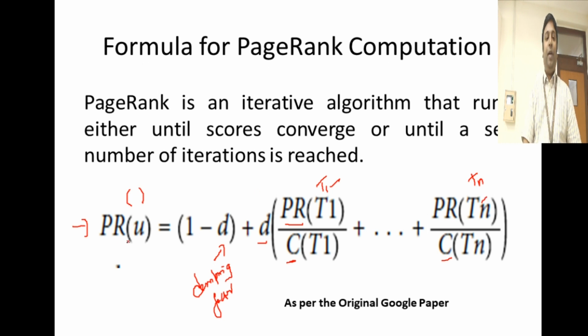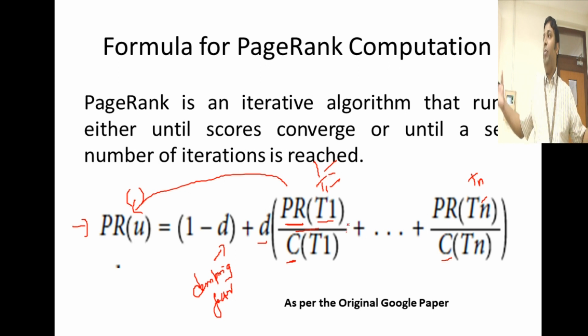So let me again repeat this. How do you compute the score for a web page? The page rank of any page is equal to 1 minus d, where d is called the damping factor, plus d into the page rank of T1. T1 is nothing but another web page which is actually pointing to this web page. Maybe from T1 you have a hyperlink to the page for which you are computing the score. So it's nothing but the page rank of that web page divided by the number of outgoing hyperlinks from T1.